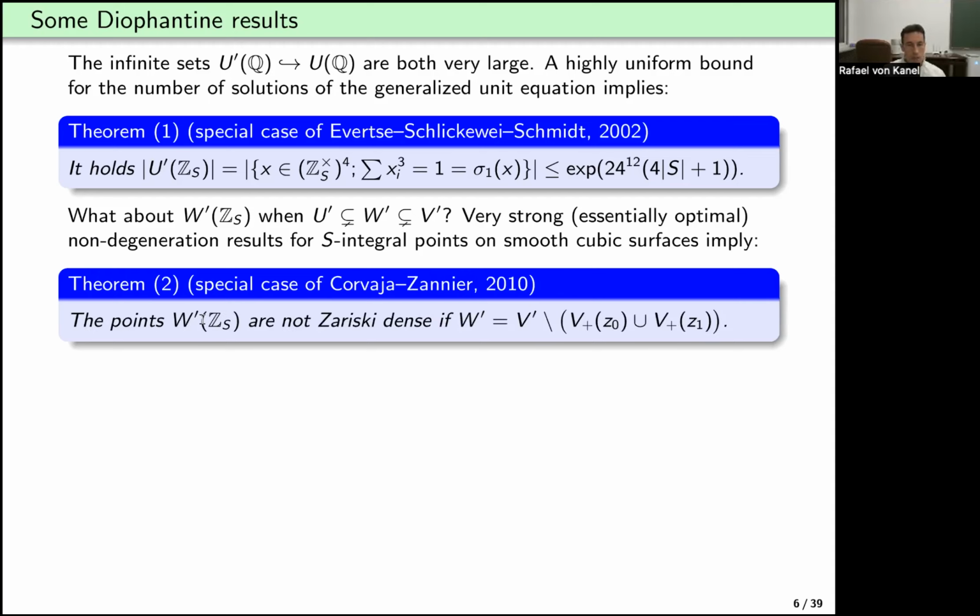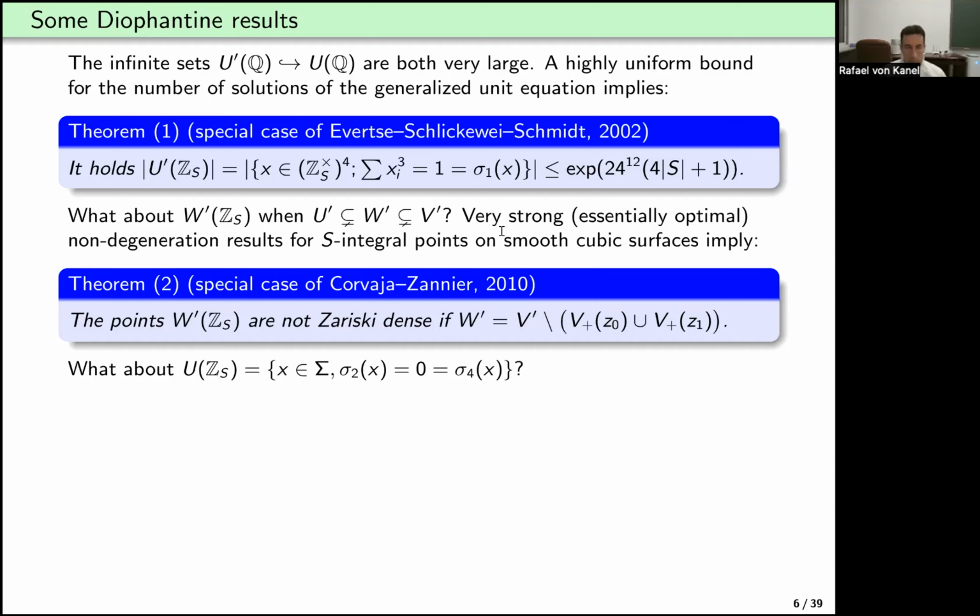And they show that the points W prime of Z_S are not Zariski dense if W prime is the following variety. So we look at V prime, but now we only remove two hyperplanes, so V plus Z0 and V plus Z1, while before for U prime we removed 5.